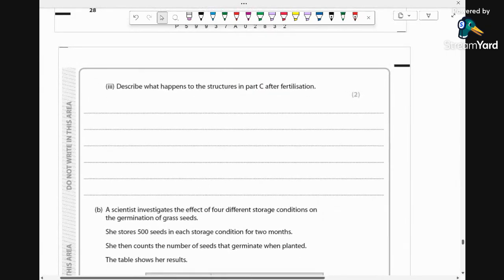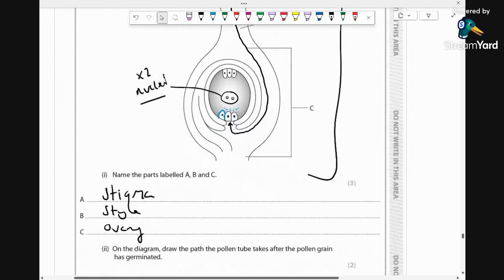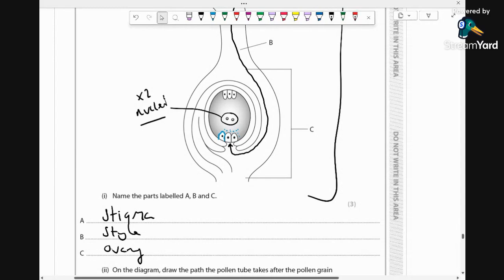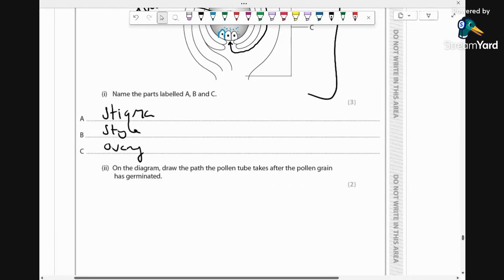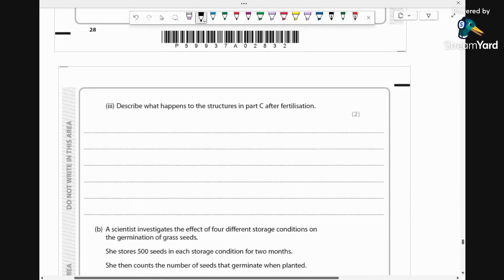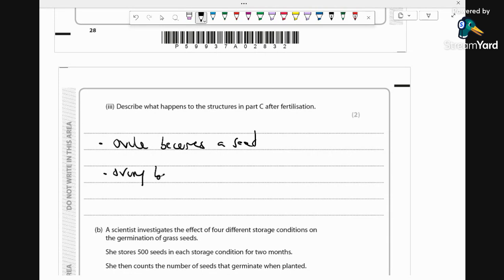Right, describe what happens to part C after fertilization. Okay, so C is the ovary. So we need to talk about the ovule itself, and of course the ovary. So this is just factual recall here, only for 2 marks, which is that the ovule becomes a seed, and of course the ovary becomes the fruit. That's 2 things for 2 marks.